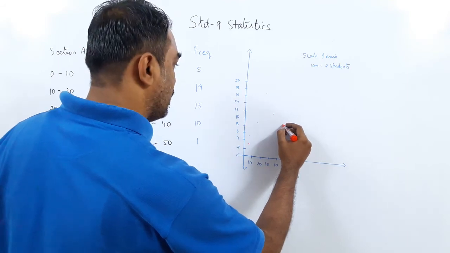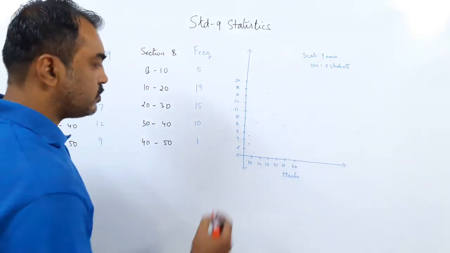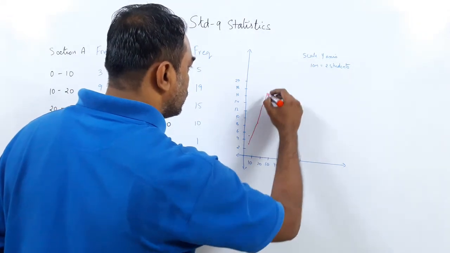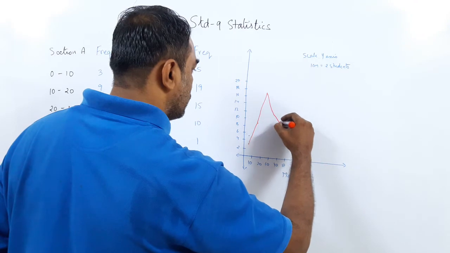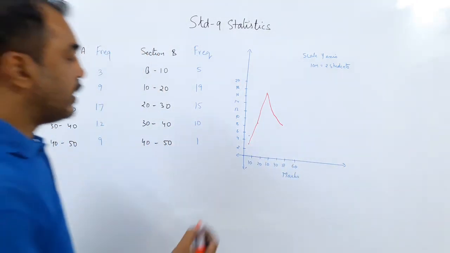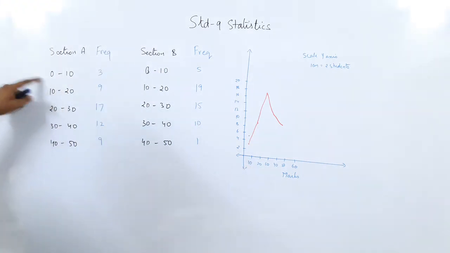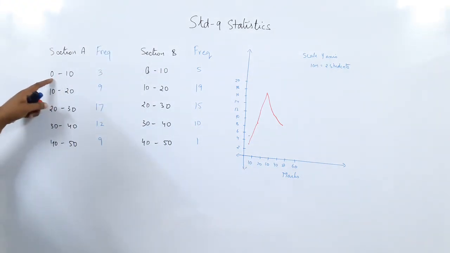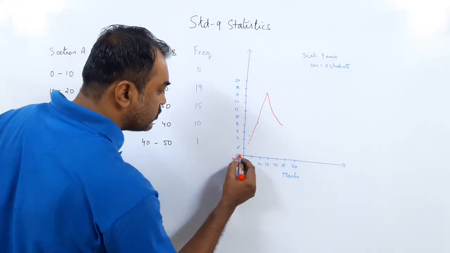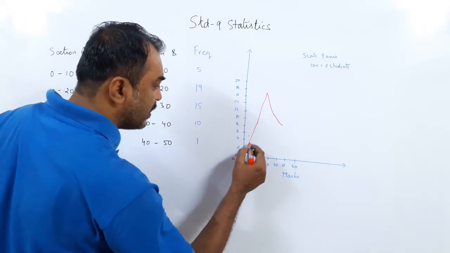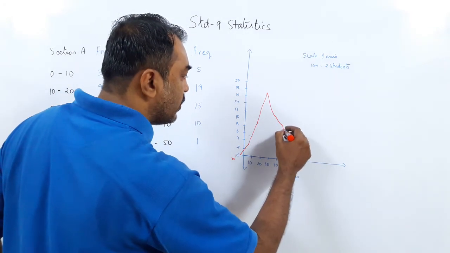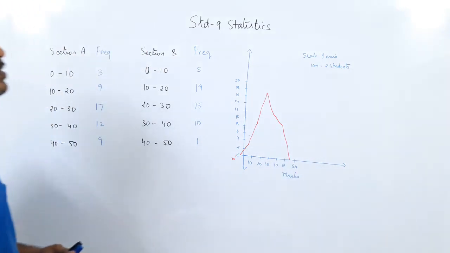But when I join these points, the graph is not complete. You can see the graph is open. So what I do, before 0, I have to go beyond it and take the midpoint of this. So this is minus 10. So here I take the midpoint and complete the graph. And here between 50 and 60 comes 55. So I will complete 55 and finish this graph.